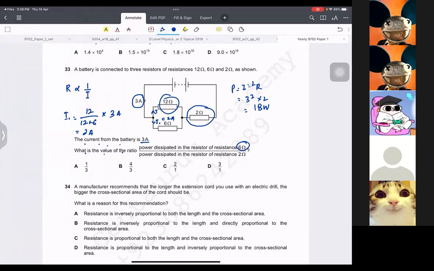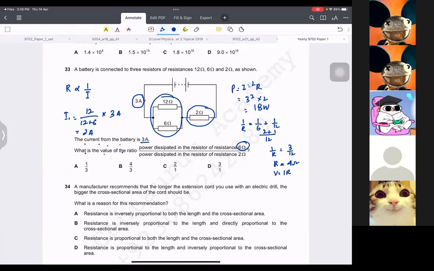Now, if you do not understand how I did it, what you can do is find the total voltage here. How do we do this first? You can find the total resistance. So 1 upon 6 plus 1 upon 12 equals 1 upon R. This will be 12, this will be 2, this will be 1. So 1 upon R will be 3 over 12, so R will be 4. So total resistance is 4.